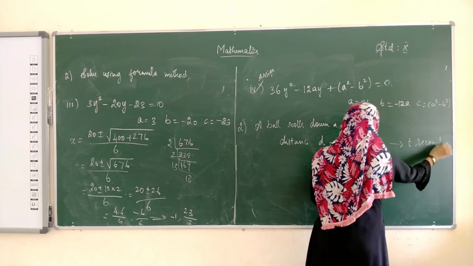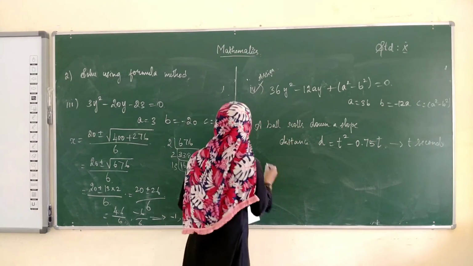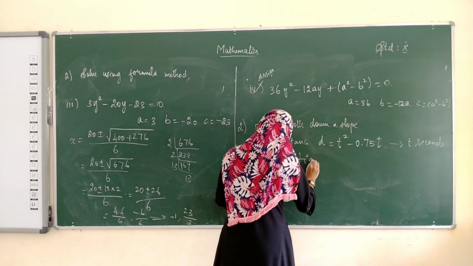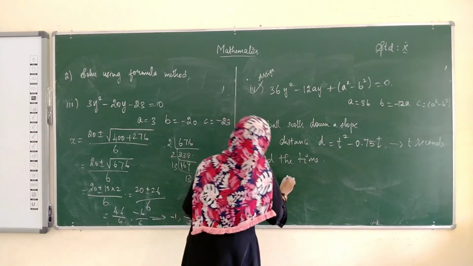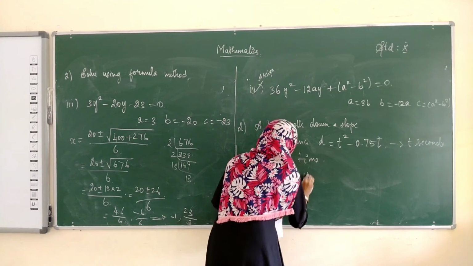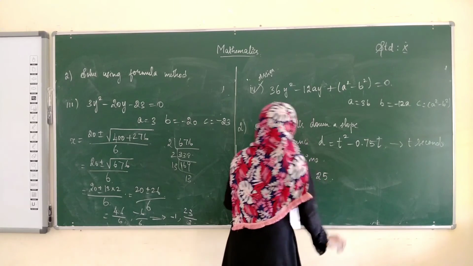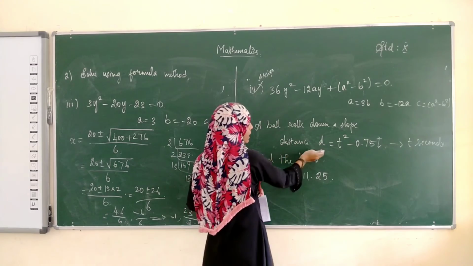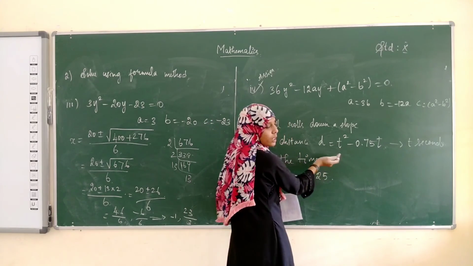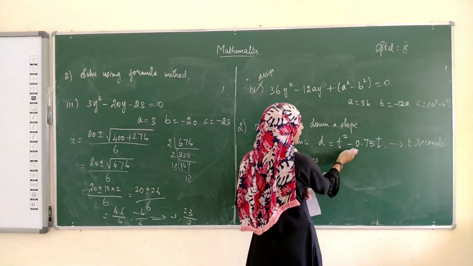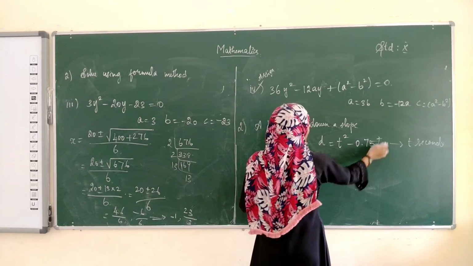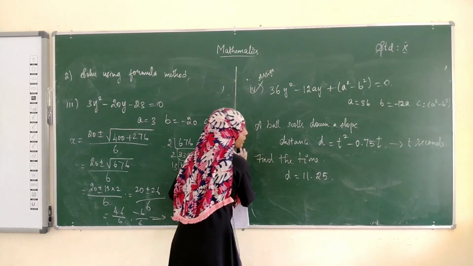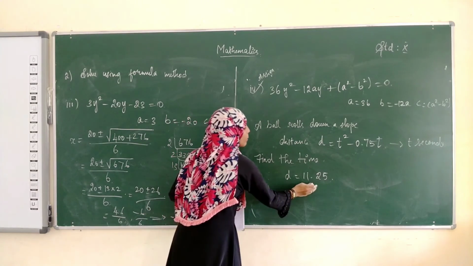Okay, in t seconds. We have to find the time where the distance travelled is, what is the distance travelled they have given? 11.25. Okay, that is a ball. If a ball rolls down the slope and it covers the distance, the equation we get is d is equal to t square minus 0.75 into t, where t is the time taken by the ball. Okay, we have to find the time taken if the distance travelled by the ball is 11.25.